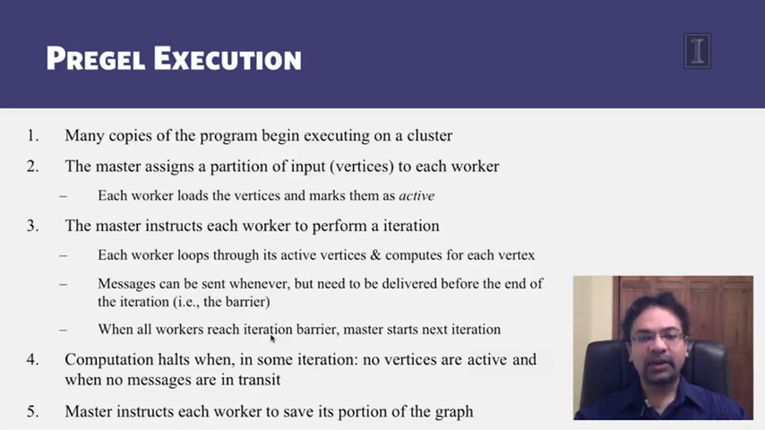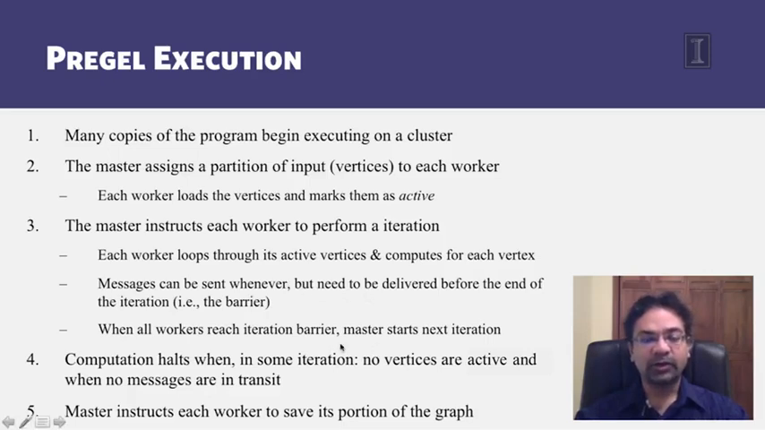And then in each iteration, the master instructs all the workers to perform the iterations. So the worker loops through its active vertices and computes a new value for each vertex based on its old value and the neighbor values. The messages that contain the new vertex values can be sent anytime during the iteration, but they need to be delivered before the iteration is done, that is, before the barrier is reached by all the servers at the end of the iteration.